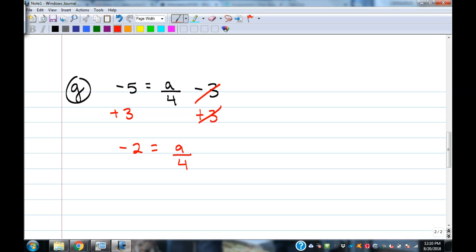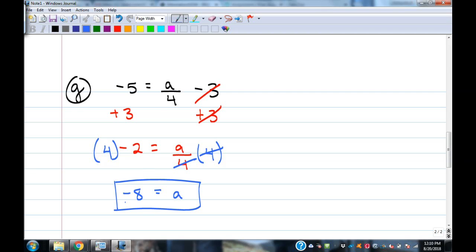Now, what's going on between the a and the 4? They're dividing. The opposite of that would be multiplication. Remember, the way we're going to show multiplication again is parentheses and the number beside it. That indicates I'm multiplying both sides by 4. These 4's cancel each other out on the right-hand side. On the left-hand side, we just got 4 times -2. Be -8. And there's our solution.